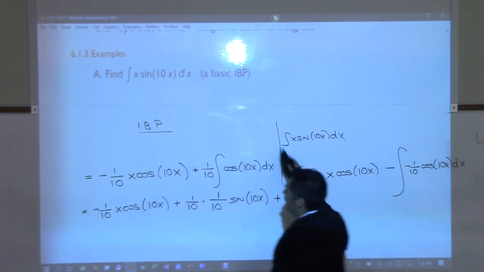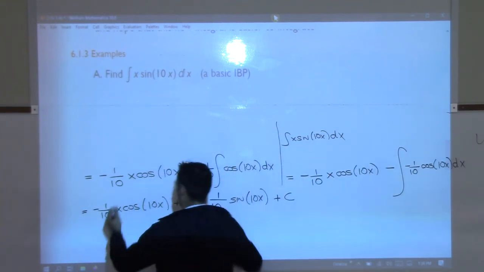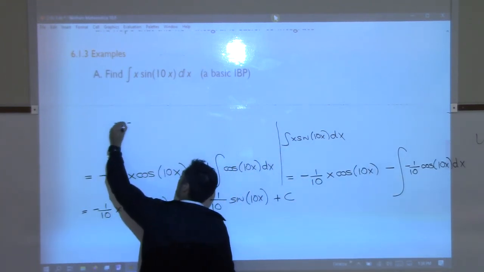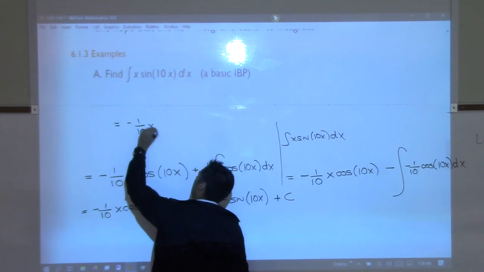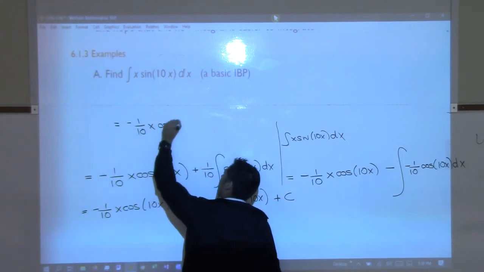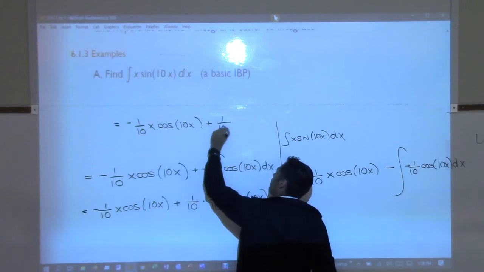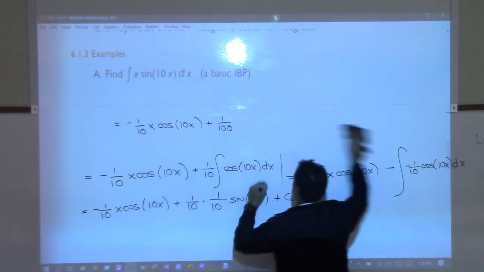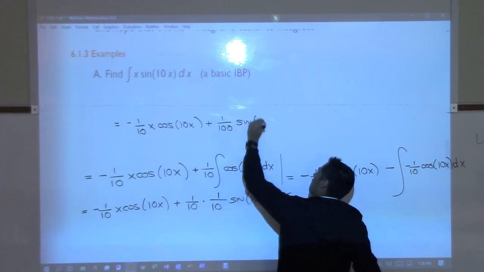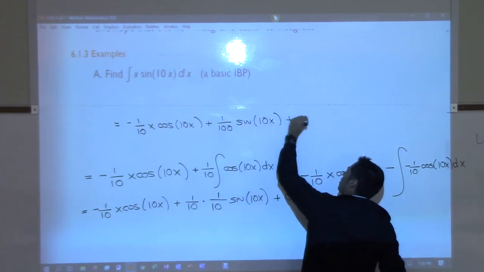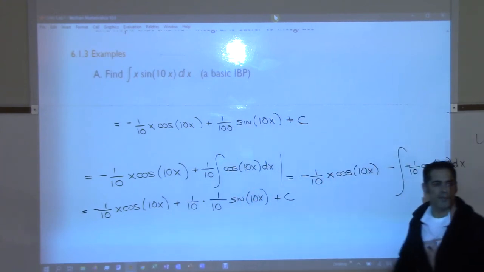I think I'm ready for my last line. Okay, my last line is negative 1/10 x cosine of 10x plus 1/100th sine 10x plus a constant. There we go. That is our antiderivative.